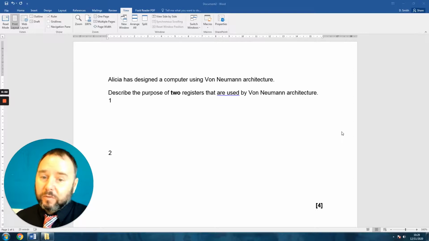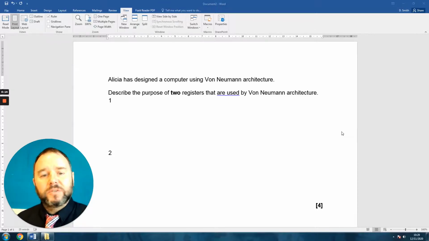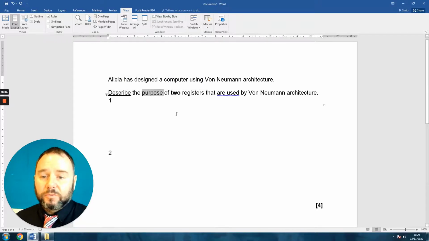Alicia has designed a computer using the von Neumann architecture. Describe the purpose of two registers that are stored by von Neumann architecture. So von Neumann architecture is just fetch, decode, execute. All right, that's what it's talking about there. So most of this is waffle. Describe the purpose. So describe the purpose.